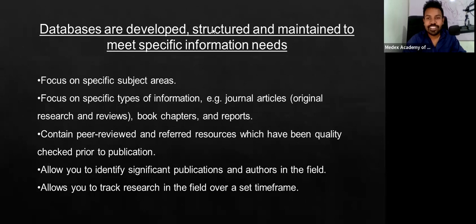So recording is there. Right. Okay. Then databases focus on specific types of information, the same thing exactly. So journal articles are there: original research, reviews, books, chapters, reports. So everything will be there. Original details, similarly, are included here.